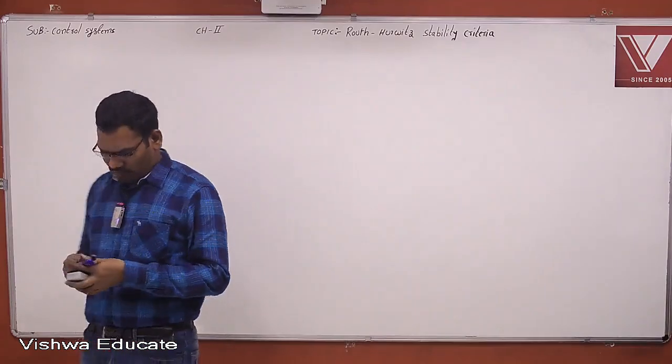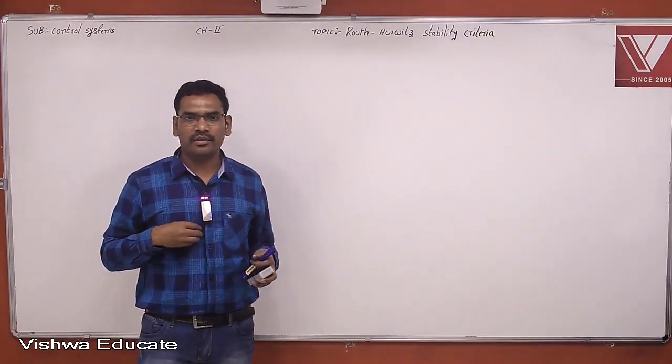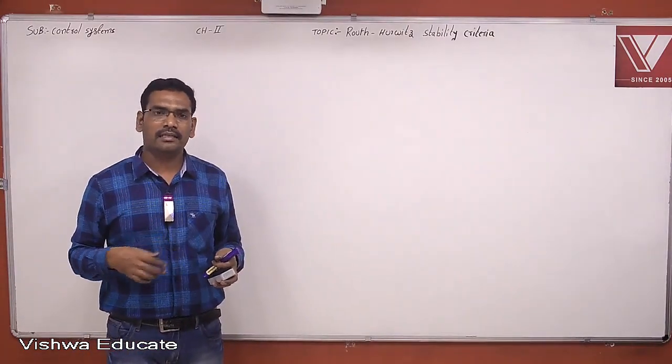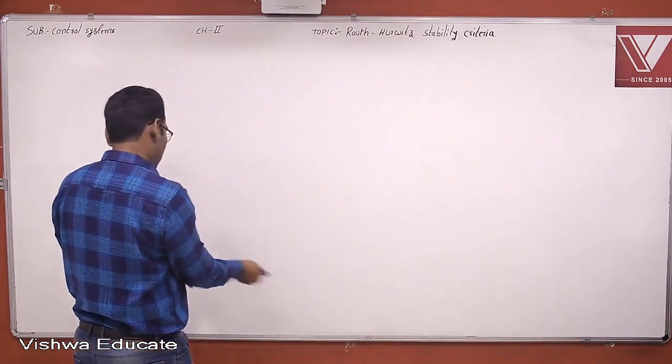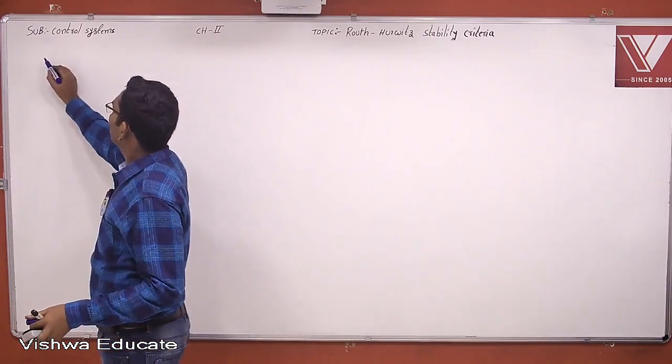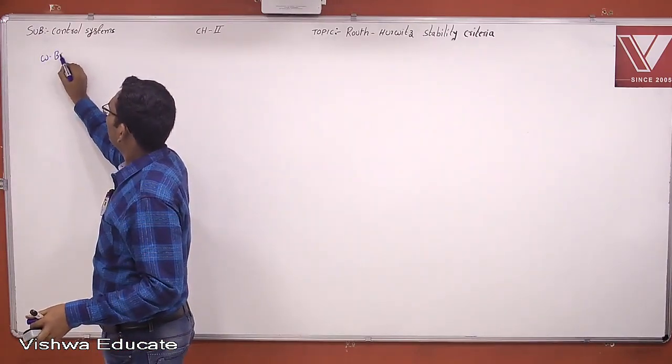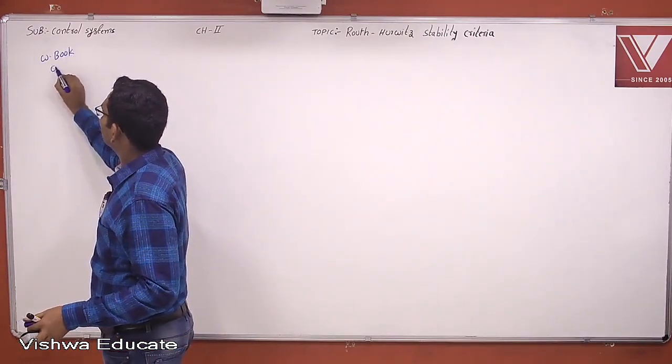Okay, now you know what is conditional stability and what is absolute stability, how you define conditional stability and absolute stability. Okay, now we'll continue the classroom workbook questions. Now workbook number 1 question is completed. Now this is number 2 question.